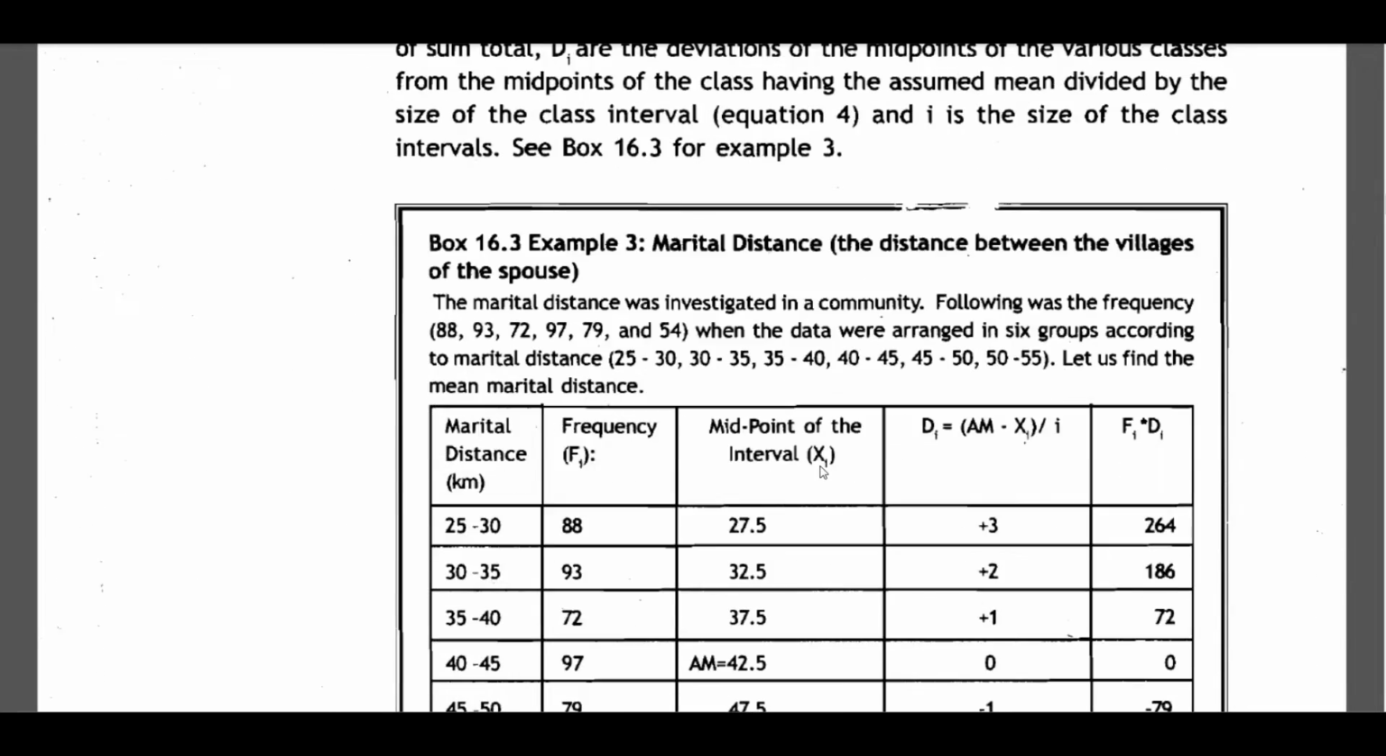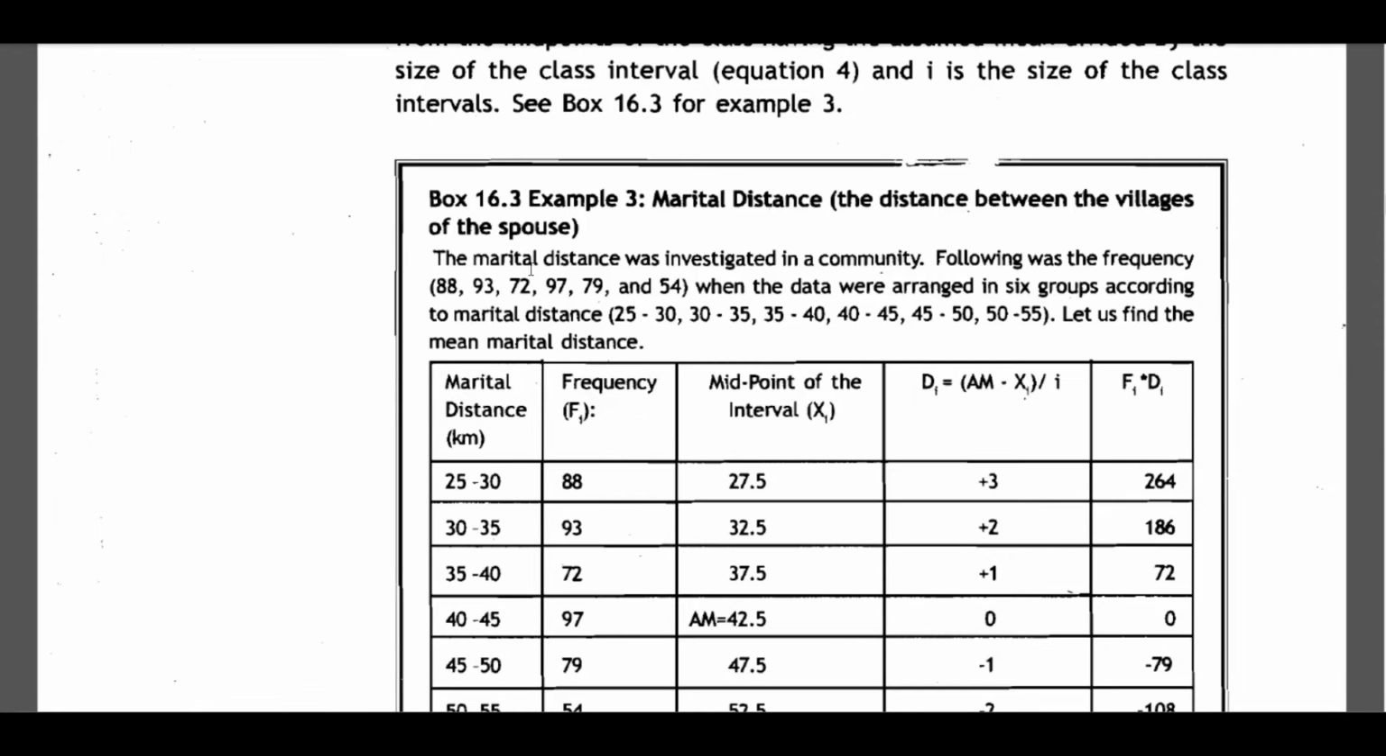So we will look at this formula here, where this is the marital distance, the distance between the villages of the spouses. The marital distance was investigated in a community, and the following was the frequency. The data were arranged in 6 groups according to marital distance. Those with a distance from 25 to 30 kilometers, 88 people are there. Those with 30 to 35 kilometers, 93 people are there. It is distributed like this, and for 50 to 55, 54 people have been found.